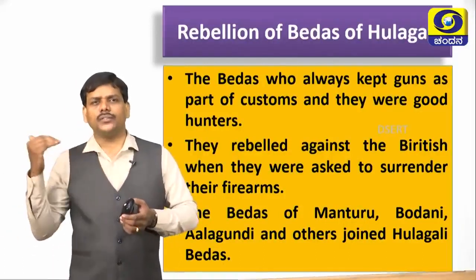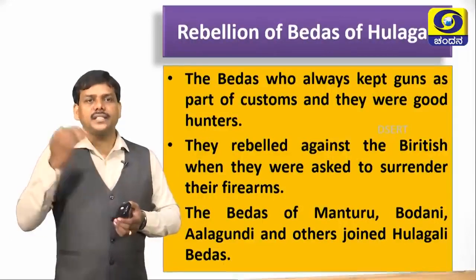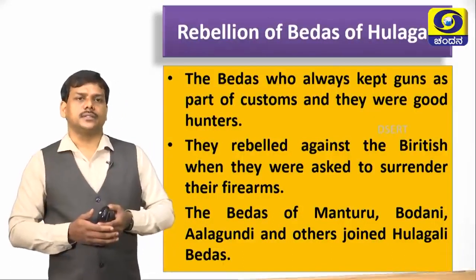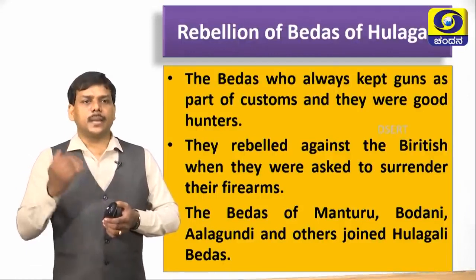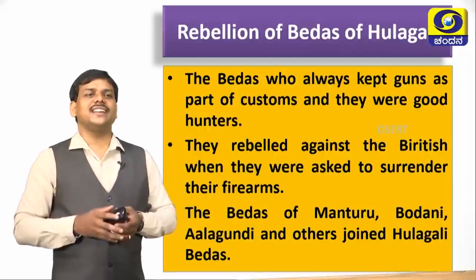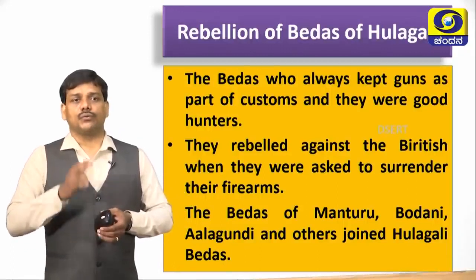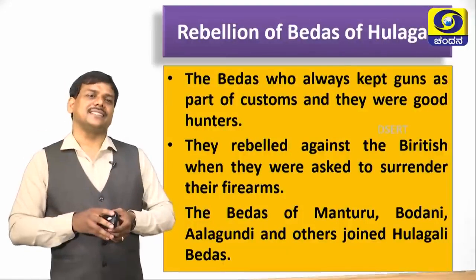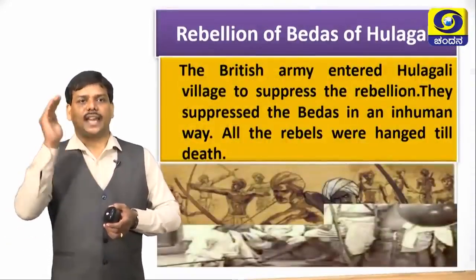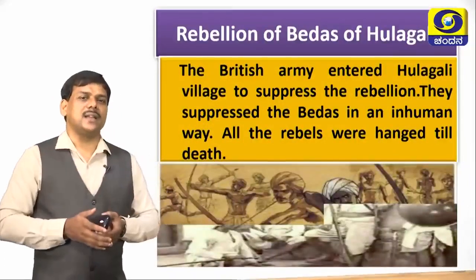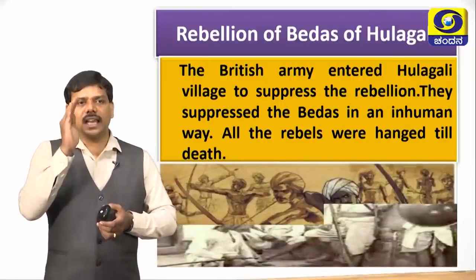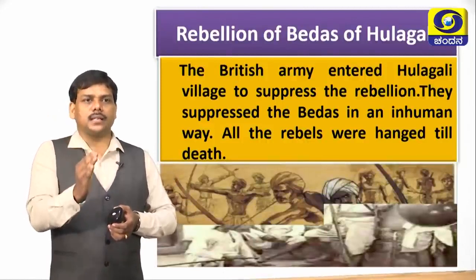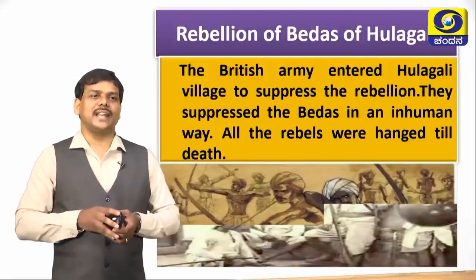But the Bedas always kept guns as part of customs, and they were good hunters also. For their hunting purpose, they needed the guns. They rebelled against the British when they were asked to surrender their firearms. The Bedas of Manturu, Bodani, Alagundi and others joined with Hulagali Bedas. But the British army entered Hulagali village to suppress the rebellion. They suppressed the Bedas in an inhuman way. All the rebels were killed till death. In this way, the rebellion of Bedas of Hulagali came to an end.